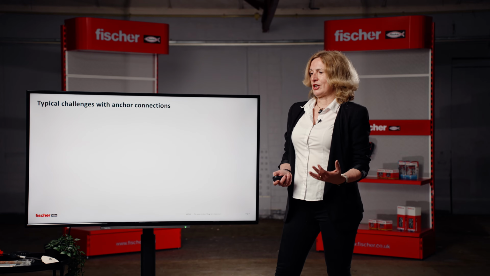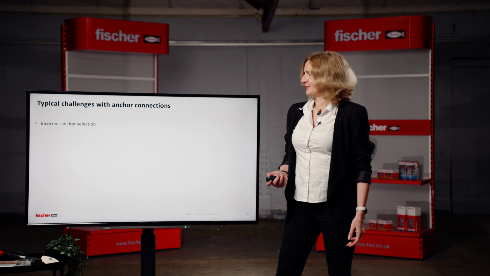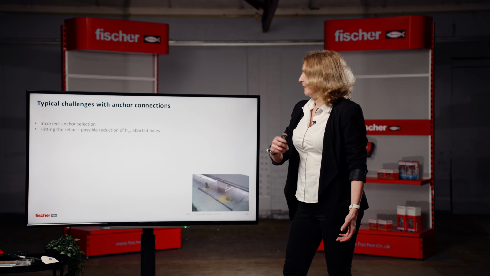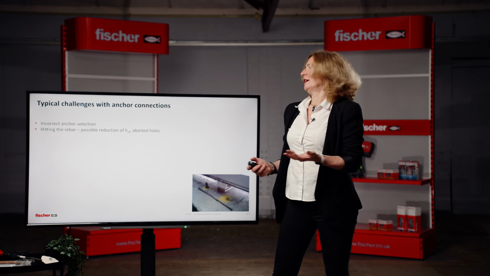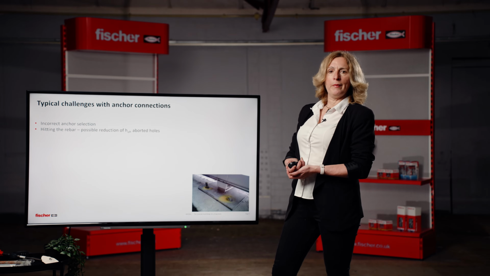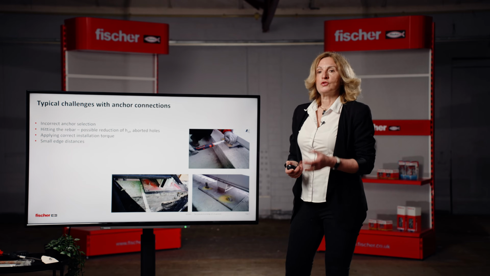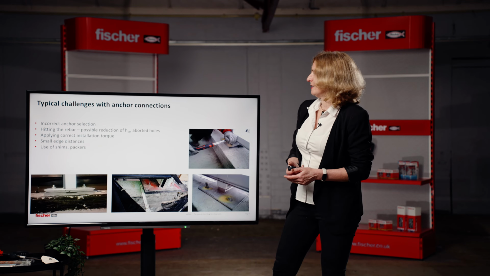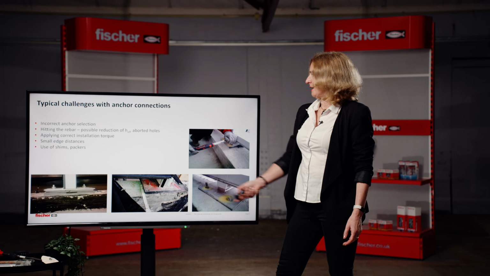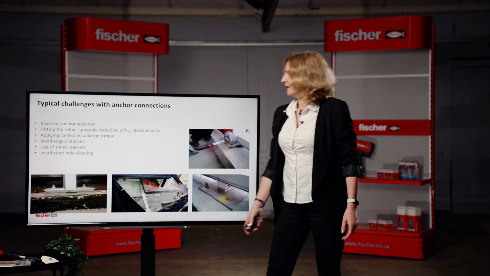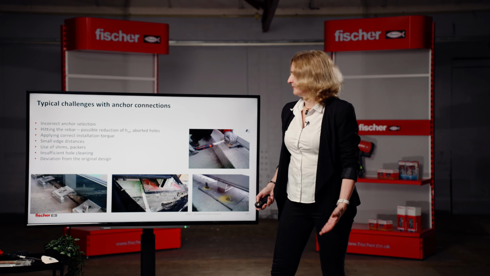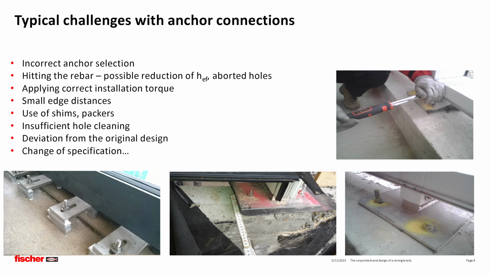So what are the typical challenges with anchor connections? Incorrect anchor selection, hitting the rebar, which might then cause possible reduction of embedment depth, applying correct installation torque, small edge distances or small axial spacings, use of shims, packers, insufficient hole cleaning, deviations from original design, and change of specification. So let's have a look at some of these bad practice examples in real life.